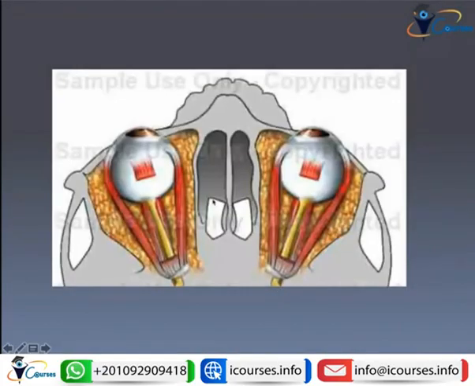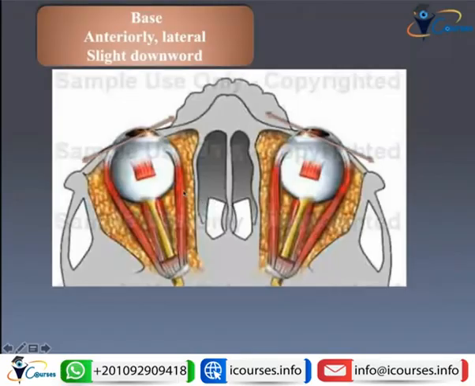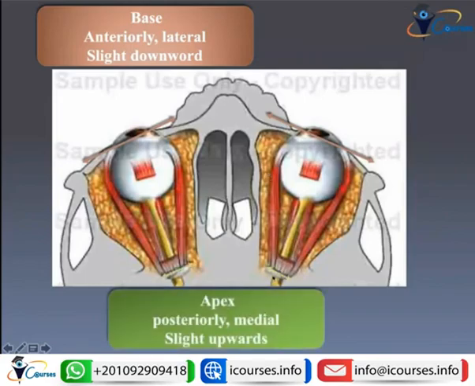Let's see the direction of the base and the apex. The base is directed anteriorly, slightly lateral and slightly downward. So the orbits of both eyes are not parallel to each other. They are directed slightly lateral and downward. The apex is the reverse. It is located posteriorly and medially toward the nose, as you can see here, and it is elevated slightly upward above the level of the orbital base.